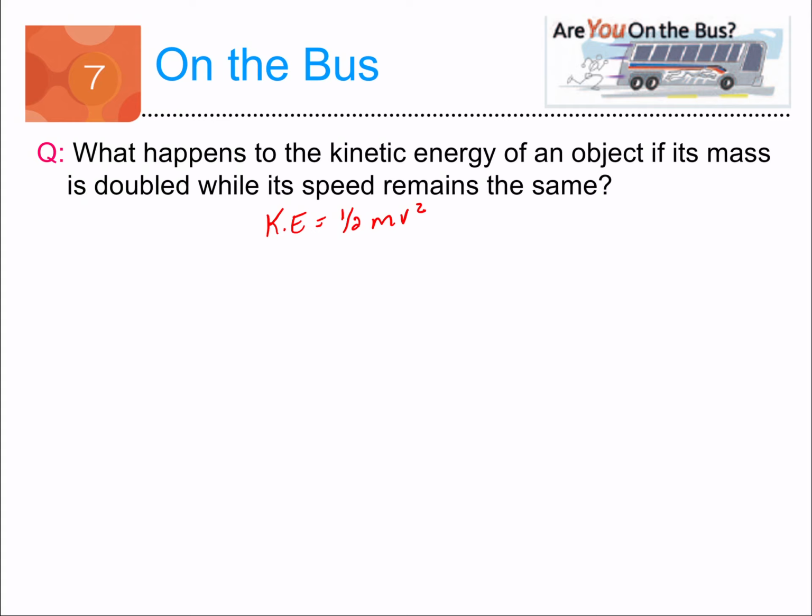Now notice kinetic energy is directly proportional to mass. It is also directly proportional to the square of the speed. So in this question, they're asking us what happens to the kinetic energy of an object if its mass is doubled while its speed remains the same. Well, because it's directly proportional, the kinetic energy would also double.